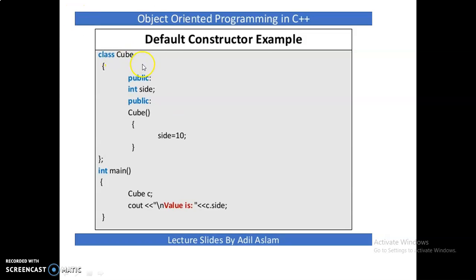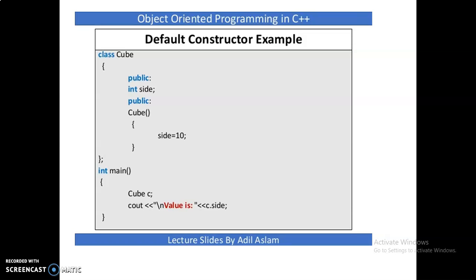Here you can see the class name is defined as cube. Within the class, in the public section, a variable is declared with the data type integer. The variable name is site. Again, within the public specifier, this is called a constructor because the function name is the same as the class name. It does not have any return type, so there is no need to give any return type before the constructor name. Within that constructor, the value 10 is assigned to the variable site.